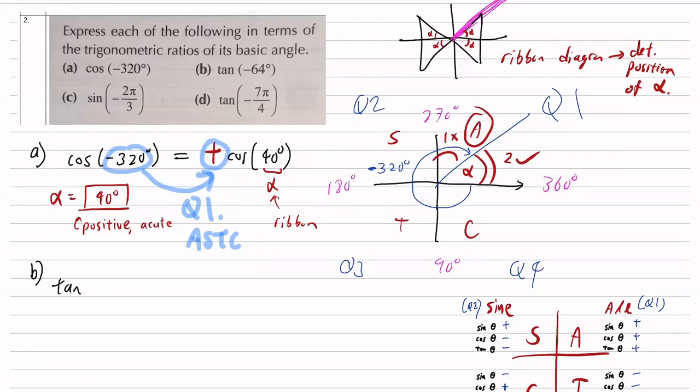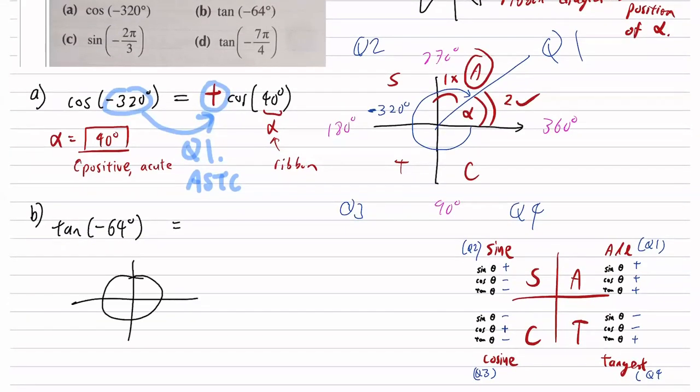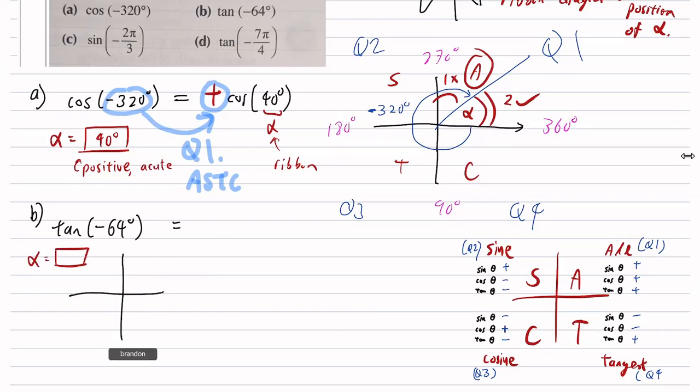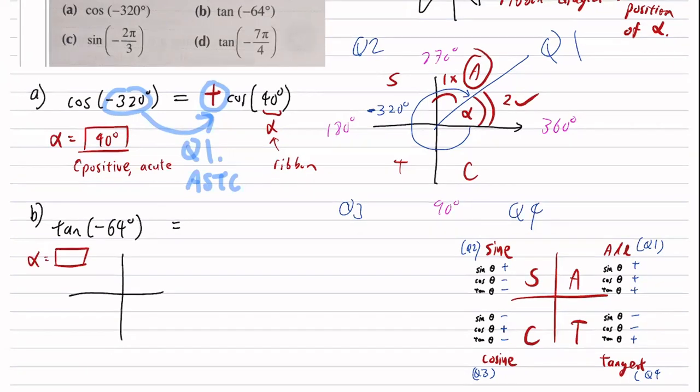Can you try tangent of negative 64? What will it be? Draw a circle first. Okay, don't need a circle. Negative 64. Can you draw a line to represent the angle negative 64? And what is what? I know I can't draw. Just now you could draw. Oh, now you can.